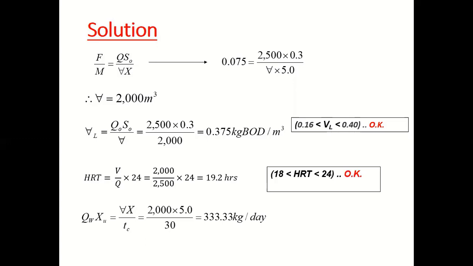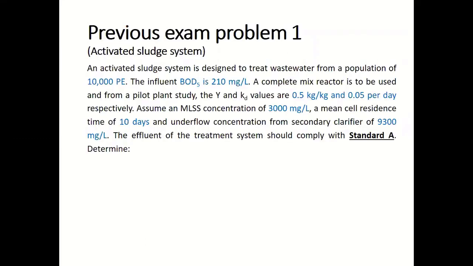That's it. Now we move to a previous exam problem. As you can see here, this problem is talking about an activated sludge system. Okay, so an activated sludge system is designed to treat wastewater from a population of 10,000. Again, it gives you the PE, not the Q. The influent BOD is 210 milligram per liter. This is a complete mix reactor.